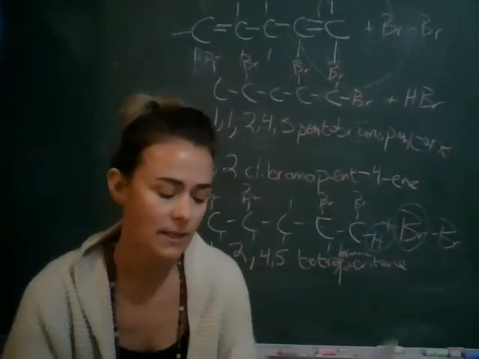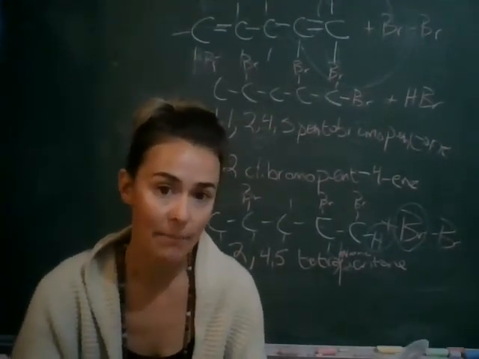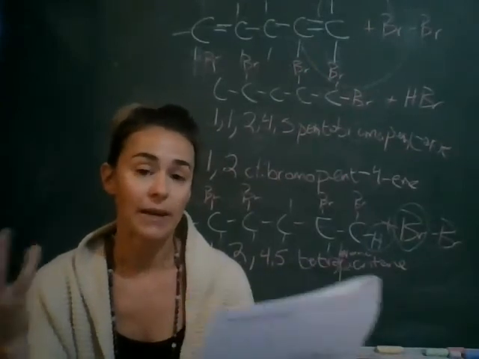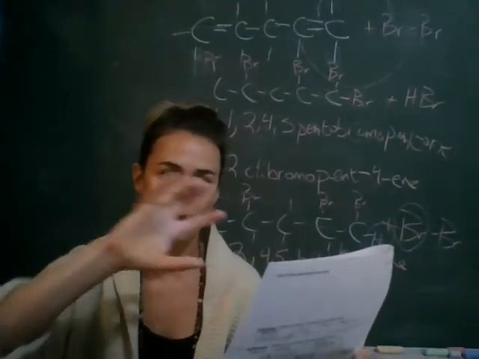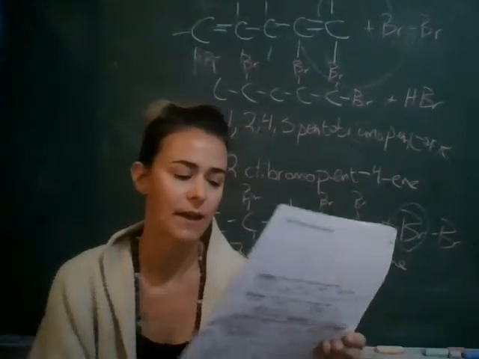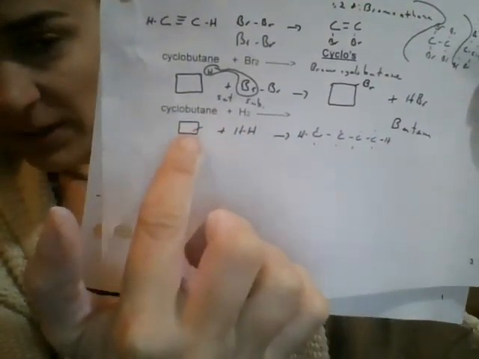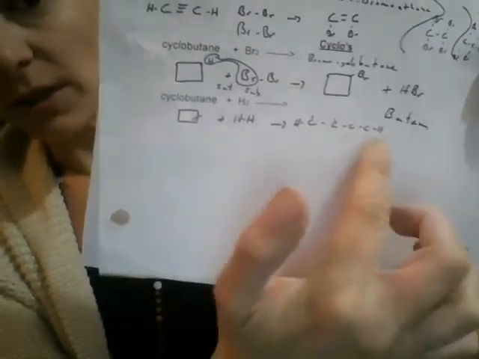With cyclos, one of 2 things can happen. If you're adding bromine, you're just going to take one of the hydrogens away from the cyclo, and then it forms your substitution kind of reaction. And then what happens is if you only add hydrogen, it's going to be very similar to your cracking. You're going to break that double bond, or your bond, and you're going to get your single carbon chain.